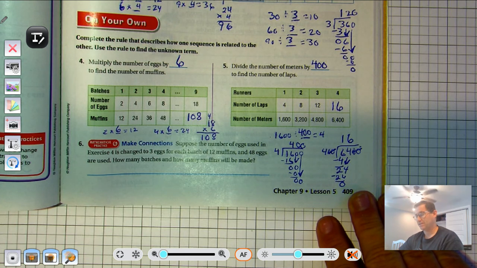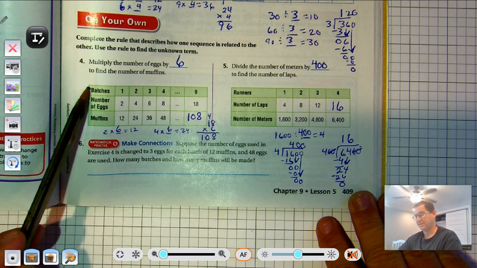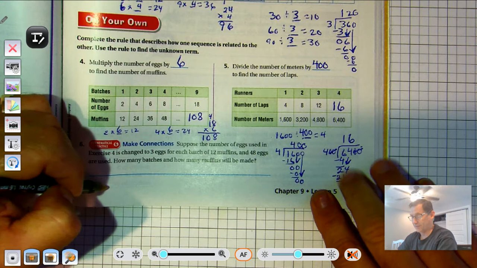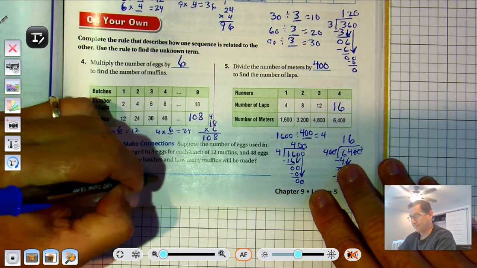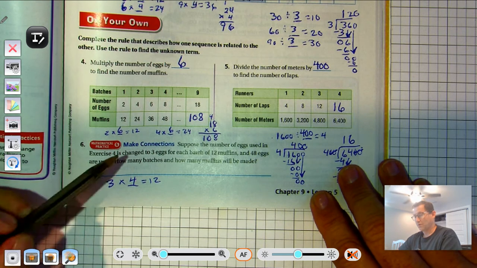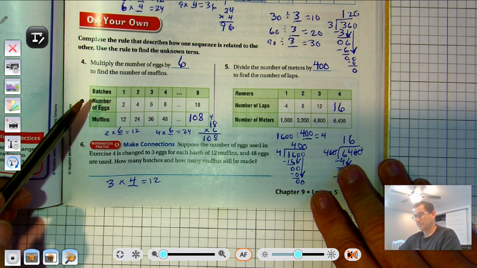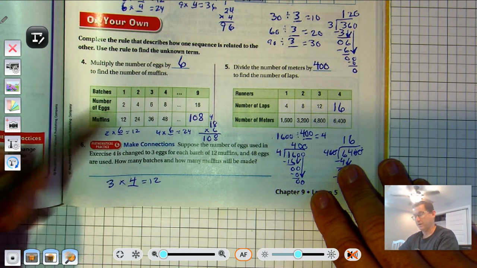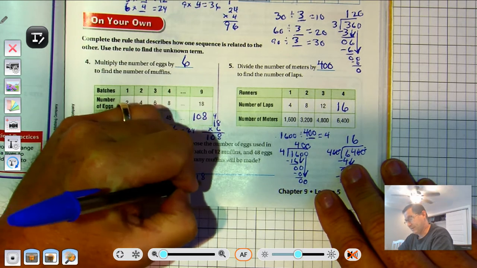All right, number 6. Suppose the number of eggs used in exercise 4 is changed to 3 eggs for each batch of 12 muffins. Well, in that case, we're saying 3 times what is 12? 4. So the number of eggs, rather than multiplying by 6, we'd have to multiply by 4. So 48 eggs times 4.